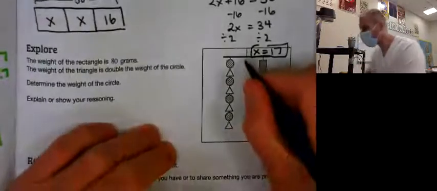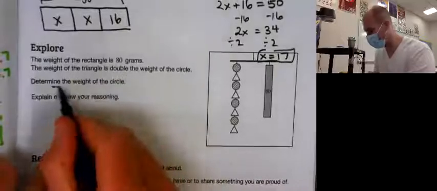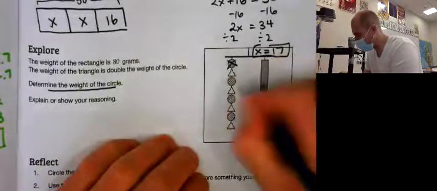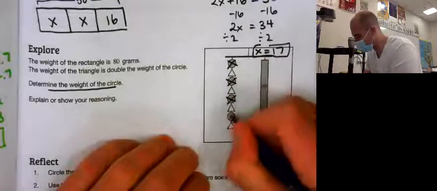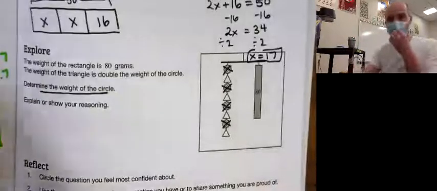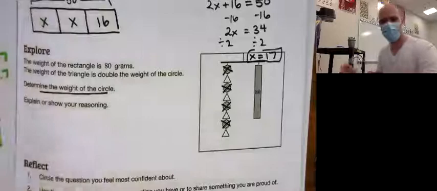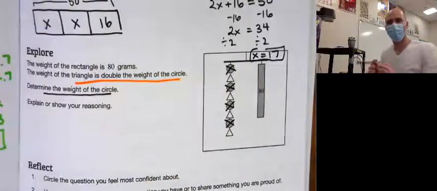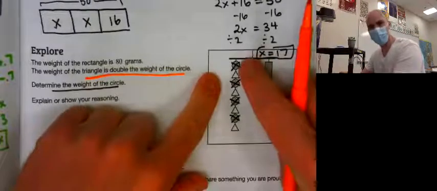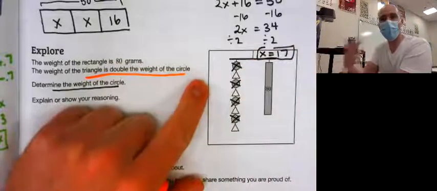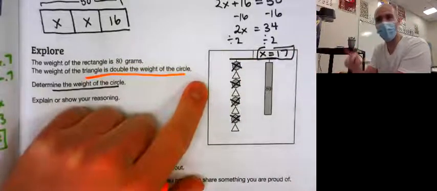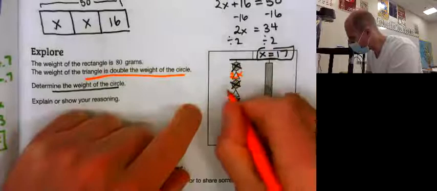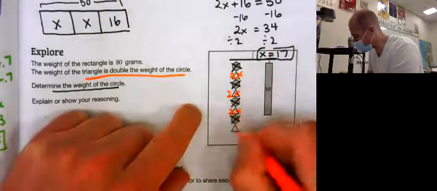So I want to know the weight of the circle, right? That's what it says here. That's my job. And I don't know what it is right now. So let me call that x. Each circle is x. Now I was given one really important piece of information. The weight of the triangle is double the weight of the circle. So that means if the circle is x, the triangle is 2 times whatever x is, which we write as 2x. So this is 2x, this is 2x, this is 2x, and this is 2x.